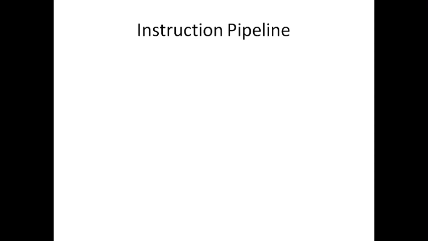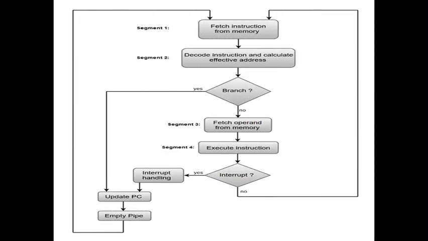So let's see the flow chart of instruction pipeline. Here you can see the first section is fetch instruction from memory. So in the first segment the fetching from memory will happen. The instruction will be fetched and implemented using a first in first out buffer. Meaning in segment 1, whatever instruction is in memory will be fetched.